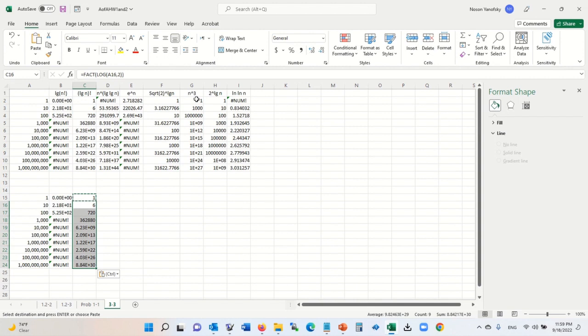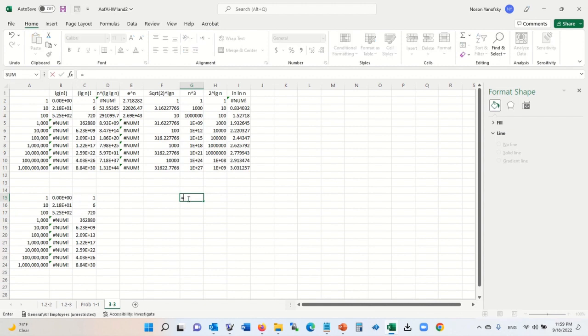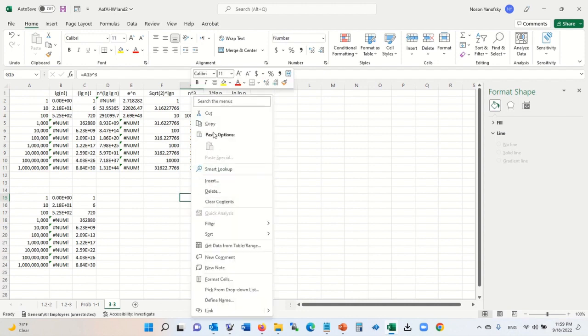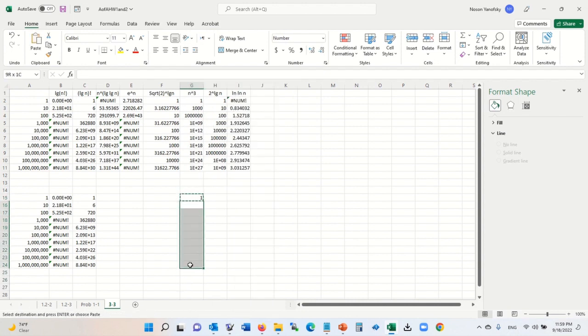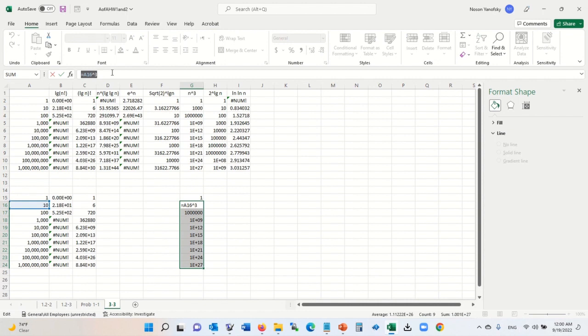This one's pretty simple. N to the third, let's do it because it's pretty simple. This is equal to A15 raised to the third power. You do it once, you copy, and you paste. Simple. Let's do natural logarithm of natural logarithm. This is equal to, oh, I'm sorry, so let's put the... I don't know what happened here.